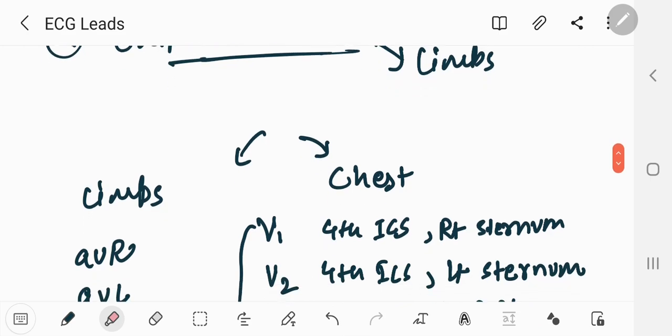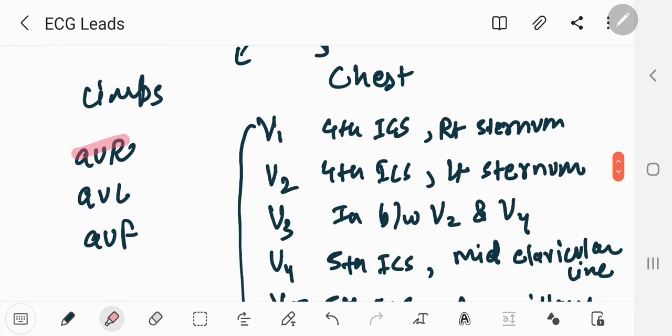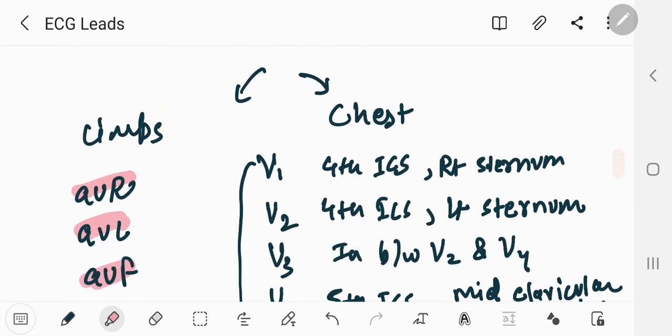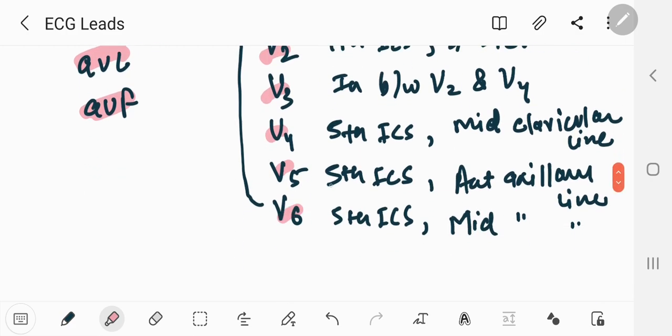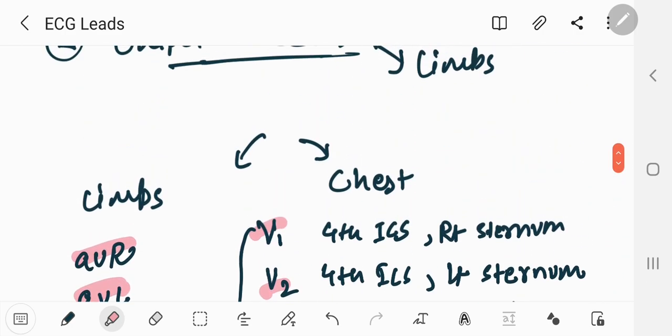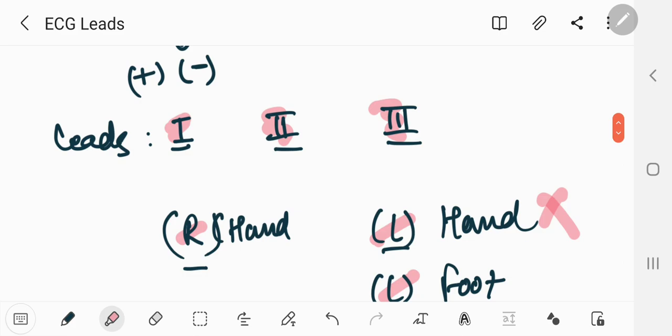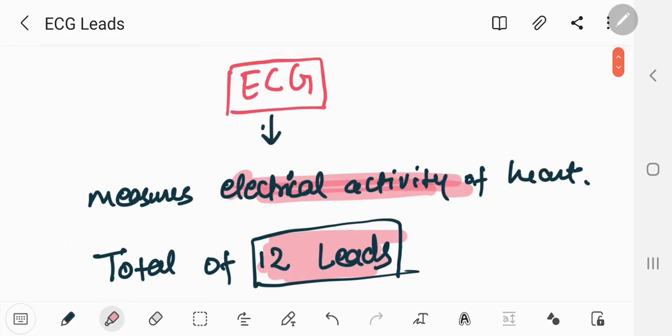Unipolar leads include the limb leads, these are AVR, AVL, and AVF, and the chest leads, these are V1 to V6. Why are the placement and the leads important? Because by these leads we are going to determine the location of the lesion in the heart.